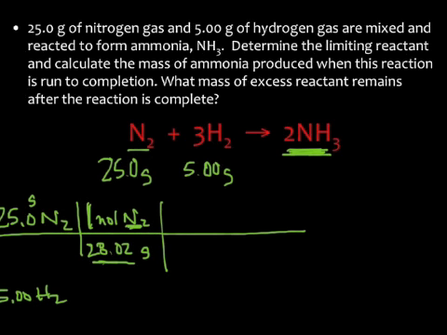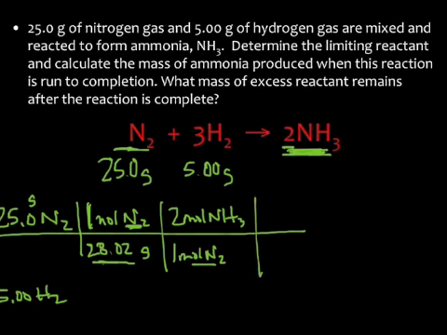So now I can switch to my other substance. To do that, I'm going to use the mole ratio from the chemical equation. So I have 1 mole of N2 for every 2 moles of NH3. So I'm going to put my 1 mole of N2 on the bottom, because that's what I want to cancel out, moles of N2, and then my 2 moles of NH3 on the top.